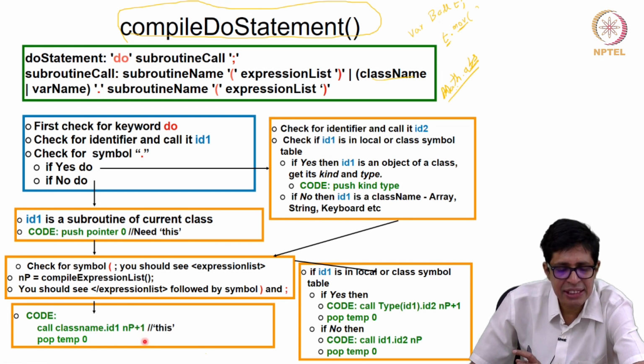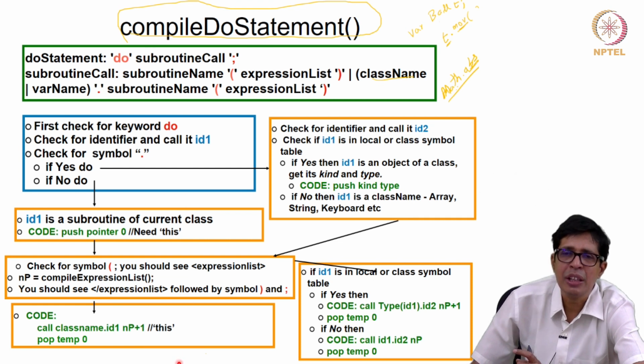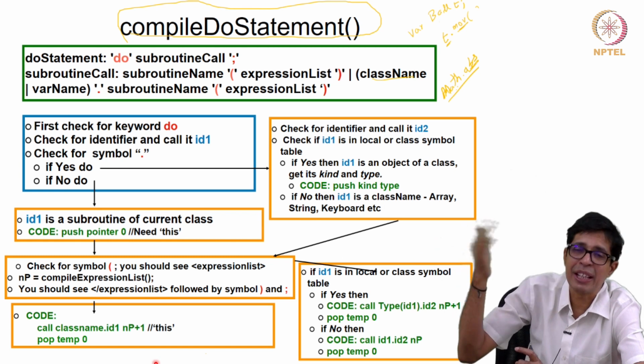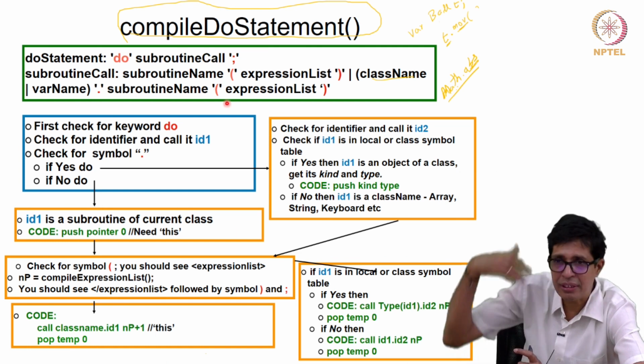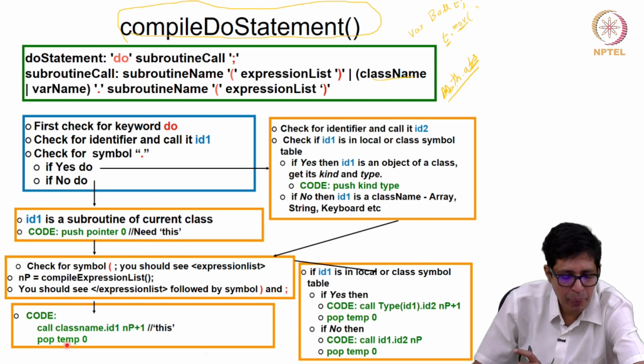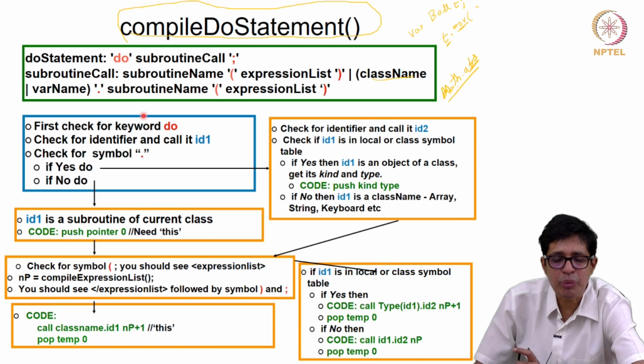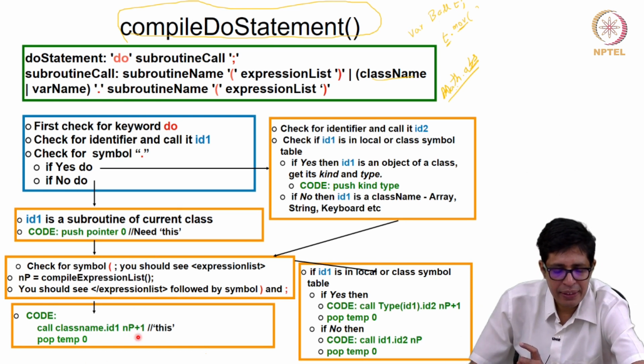And after you finish this, since this is a do statement, this is a subroutine call, but every call as per our VM has to push something onto the stack. So something will be pushed by the called subroutine. So I just say pop temp 0. So this is for a subroutine which belongs to the same class. So these are the points that you need to do.